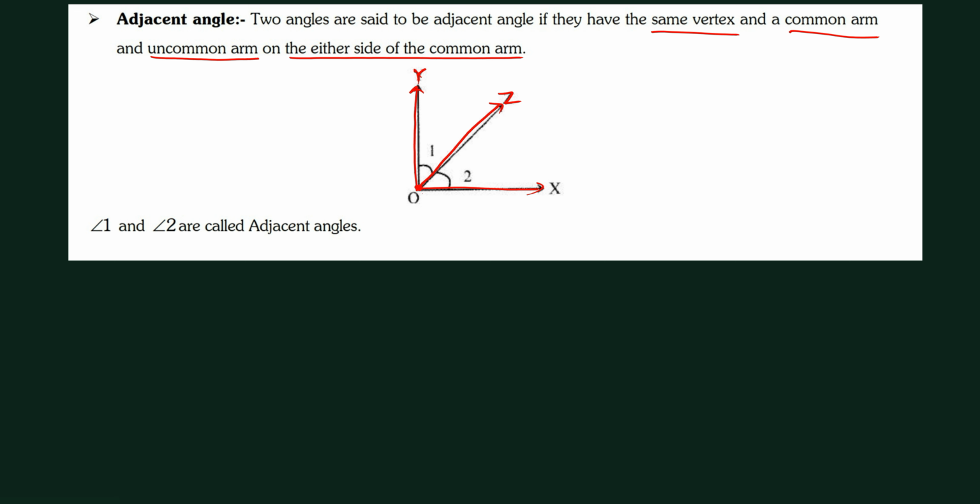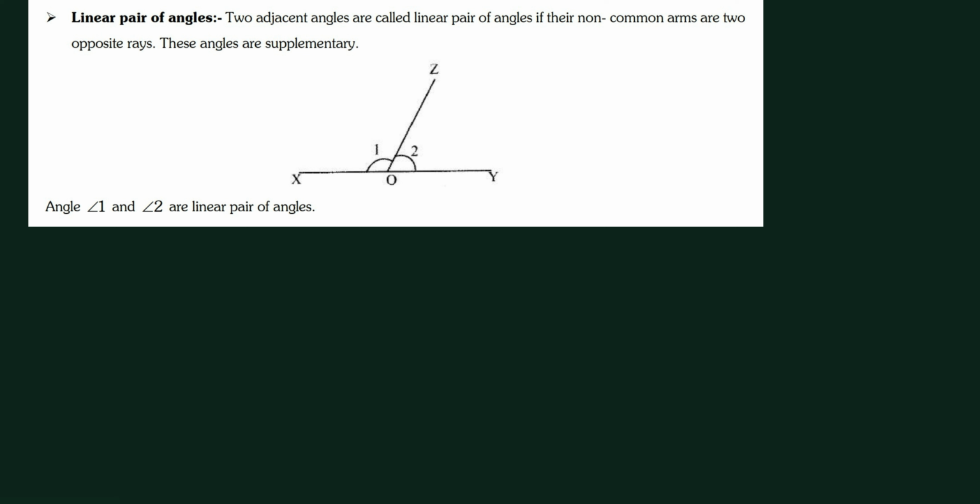So let us say this OZ is the common arm. On either side of it, angles are made with the uncommon arms. Then angle 1 and angle 2 are called adjacent angles. Right, note this. These are adjacent angles.